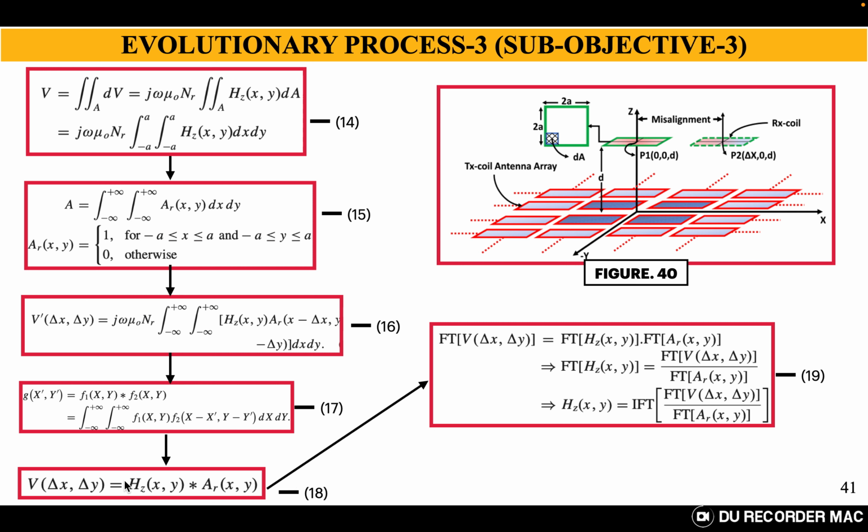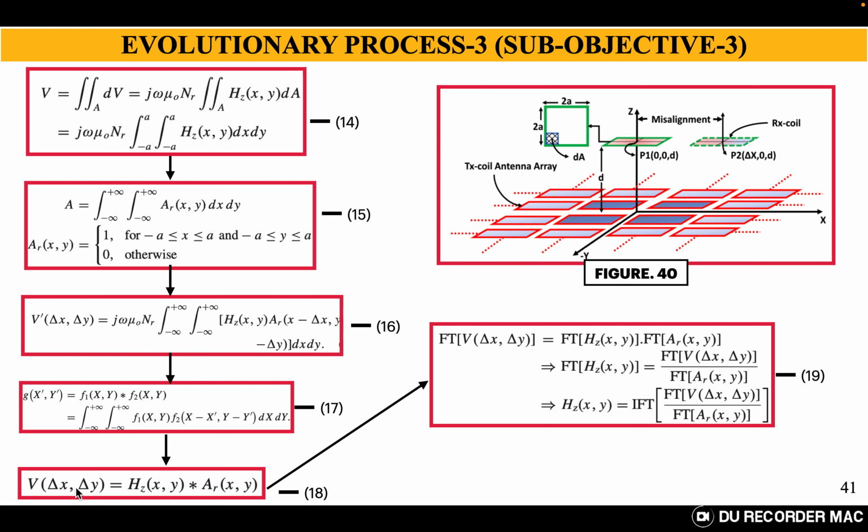In this evolutionary process, we are already fixing my induced voltage V of delta x comma delta y to a fixed value, because we are targeting a constant induced voltage. So the target we can select; the target is user friendly. And the area vector is nothing but the area of the receiver coil. So if you are using a square coil, then the area vector of AR becomes a rectangular function. That is also user friendly, that means a user can define it. Now Hz x comma y is what we need to find.